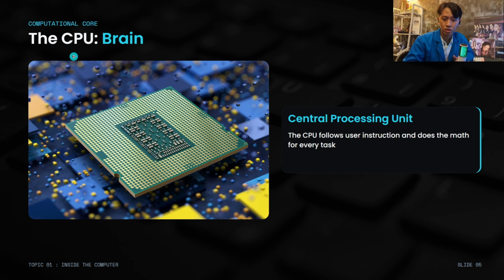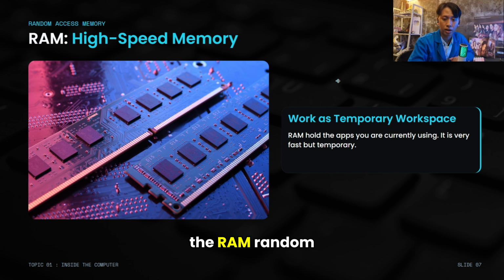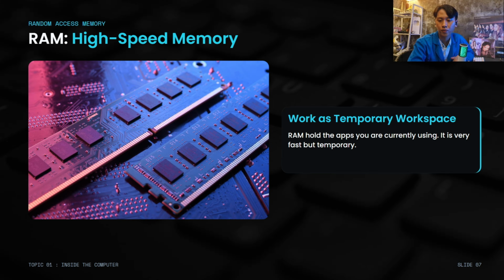And then we have the RAM, random access memory, or temporary workspace. RAM is volatile, meaning it loses data when the power is off. It acts as a high speed bridge. Instead of the CPU waiting for the slow storage, it takes data from the RAM instantly. That's why adding more RAM is the best way to improve multitasking. In every device like Android, iPhones, PC, or laptop, more RAM is better.